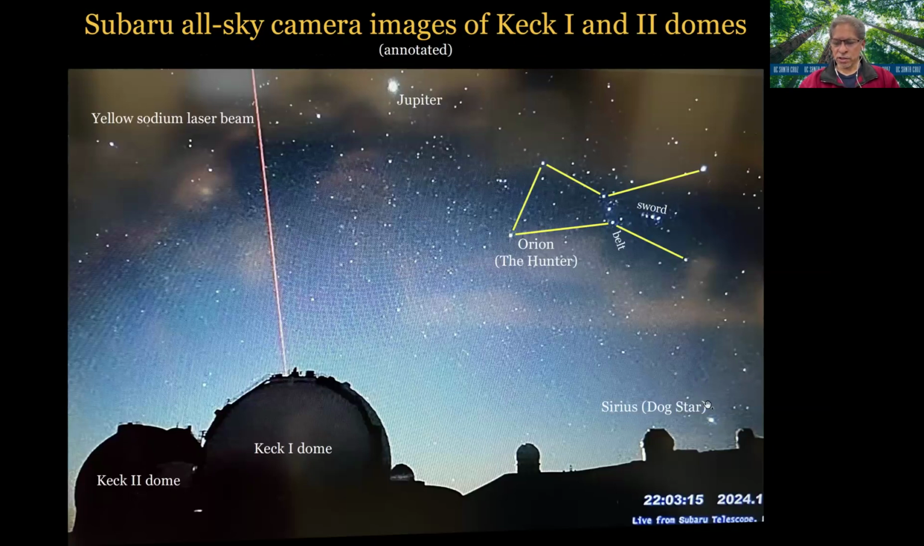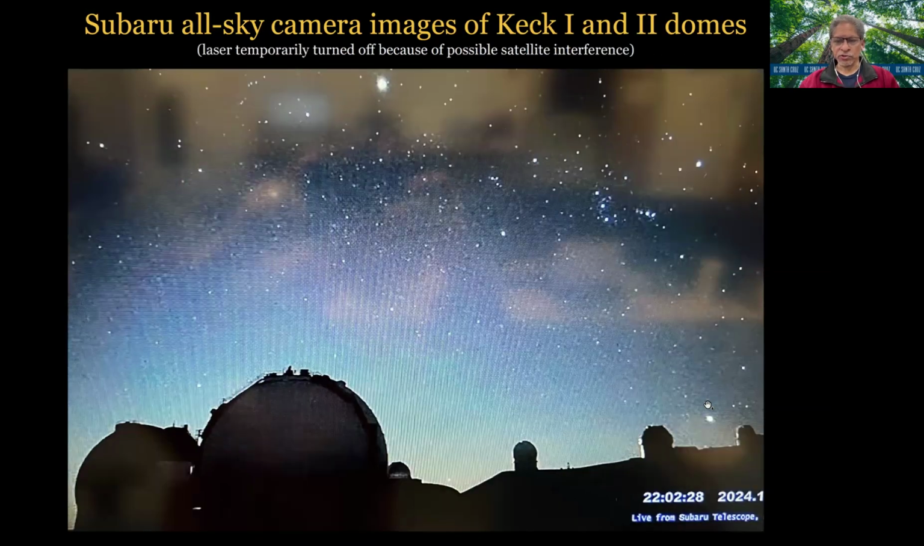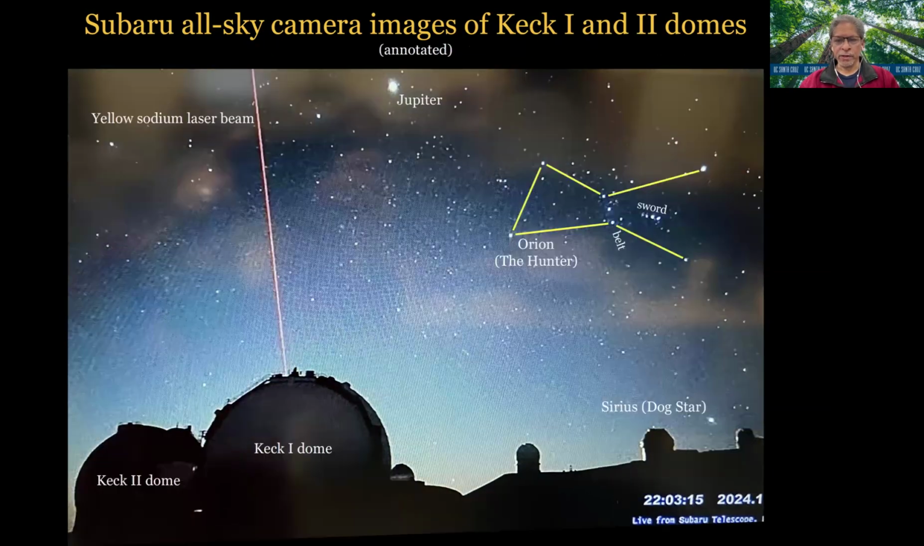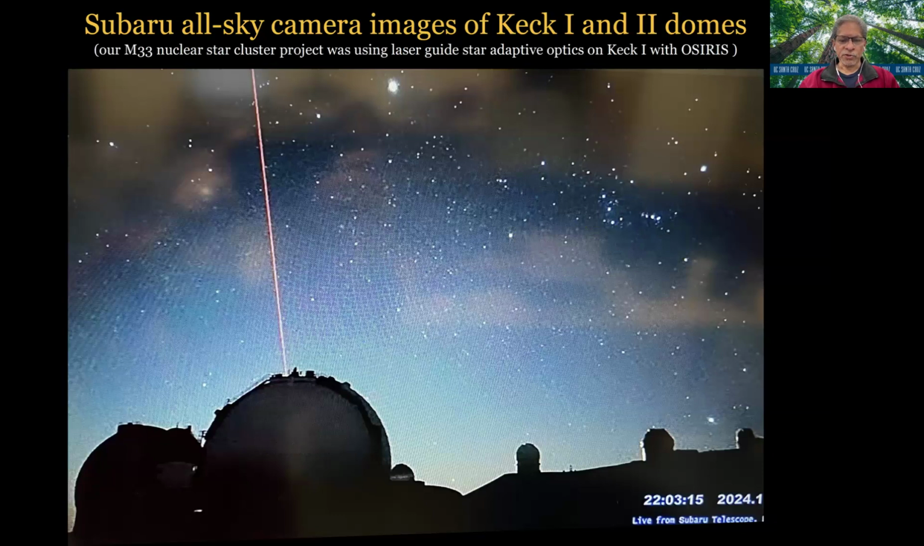There's Sirius about to set, or maybe it was rising, I can't remember. And there's Orion, the belt, sword, head, shoulders, Orion the hunter. These images were captured from the television monitor, but the Subaru camera has a live stream, a YouTube channel. If I can find it, I can send you that link.